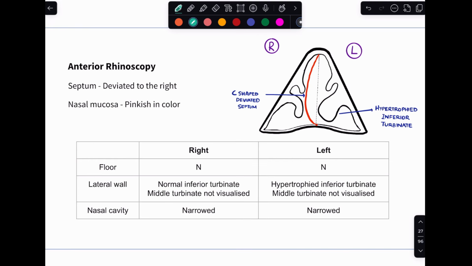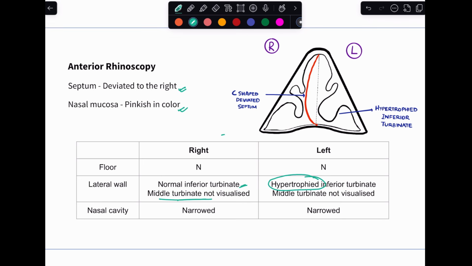Now, on anterior rhinoscopy, we have seen that the septum is deviated to the right. The nasal mucosa is pinkish in color. The floor is normal on both sides. On the lateral wall on the right side, we are able to see a normal inferior turbinate, and the middle turbinate is not visualized. On the left side, we see a hypertrophied inferior turbinate, and the middle turbinate is not visualized. And the nasal cavity is narrowed on both sides.